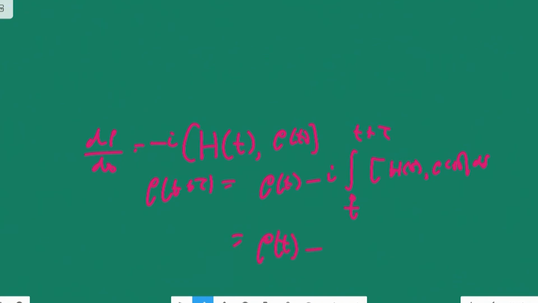approximated as rho(t) minus i times the integral from t to t plus tau of H(s), where you substitute for rho(s) within this. Wherever rho(s) comes, you again substitute the same expression inside, so you will get [H(s), [H(s'), rho(s')]] ds'. Just try to write this down in that form. Of course there will be an H0 term also.